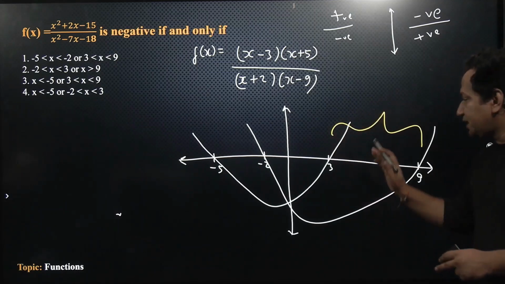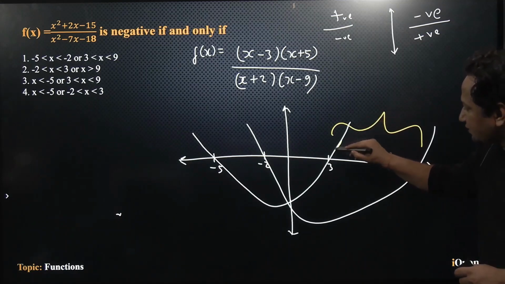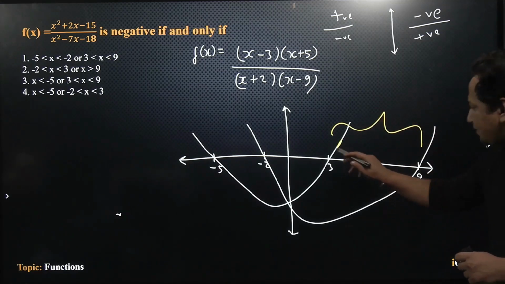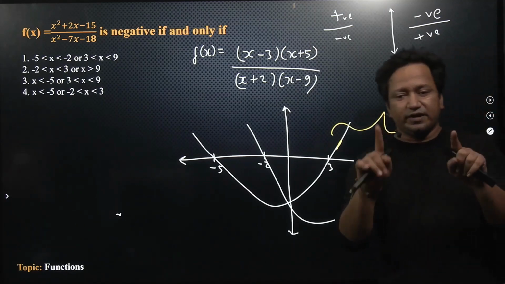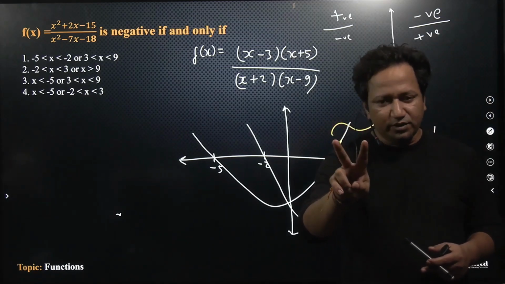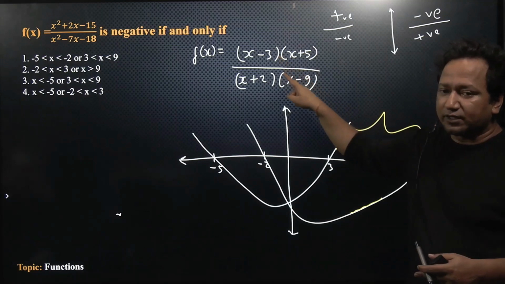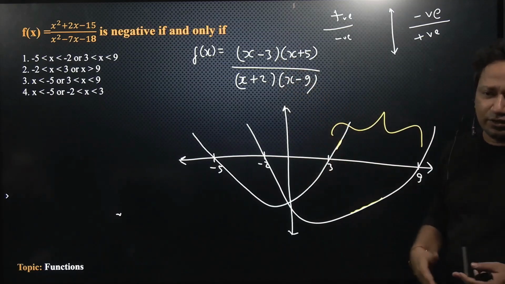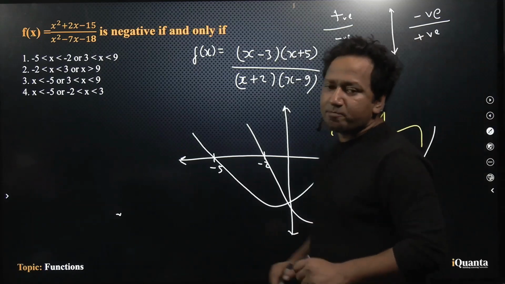Positive y-axis. So that means this graph is actually positive. And in the same interval, this graph is negative. So that is one of the intervals: 3 to 9. Of course, 3 and 9 will not be included because at 3 and 9 the value of the function will be 0 by 0, indeterminate. So 3 to 9 is one of the intervals.